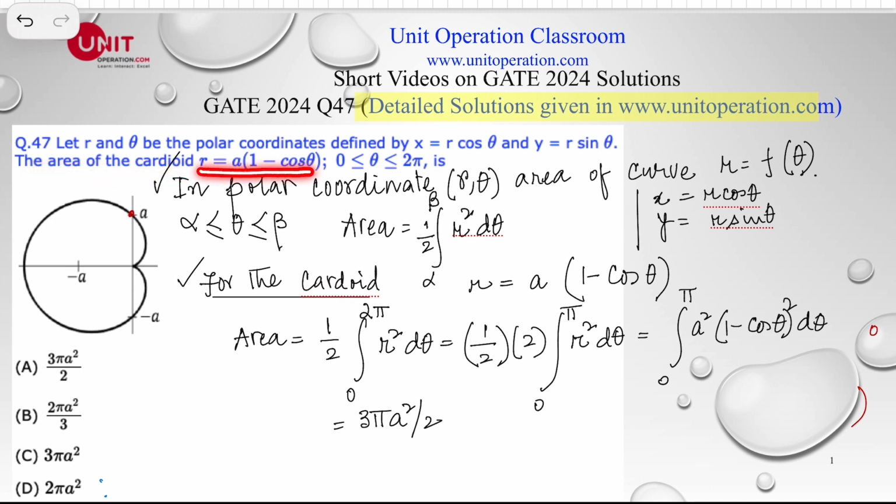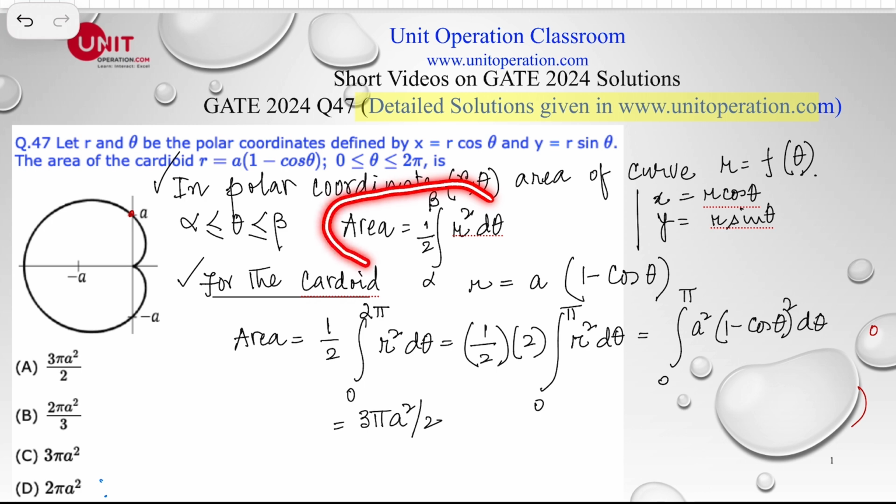The function is given right here, and it's in the range of 0 less than or equal to theta less than or equal to 2 pi. So of course this is theta equal to 0, this is pi by 2, this is pi, and this is 3 pi by 2, and that's 2 pi. This is a closed curve, and x is equal to r cos theta and y is equal to r sin theta.